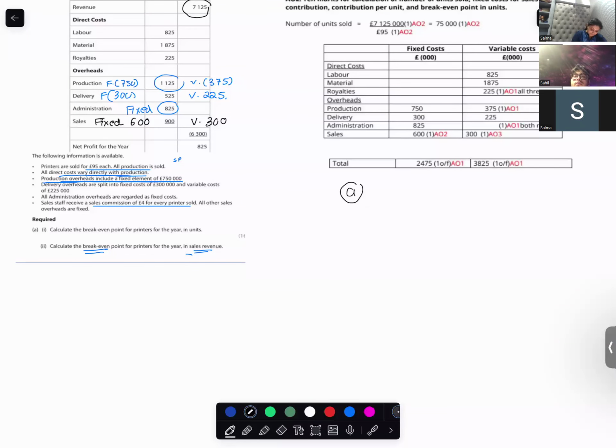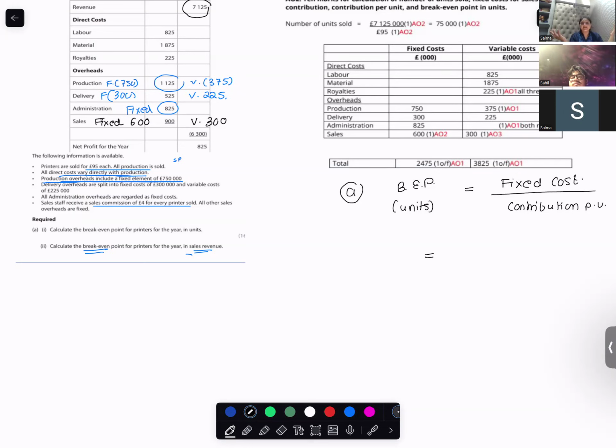For the same break-even point, break-even point in units. How do you get that? The formula would be fixed cost divided by contribution per unit. What is the formula? Break-even is fixed cost divided by contribution per unit. What is your fixed cost? The total fixed cost is 2,475,000.